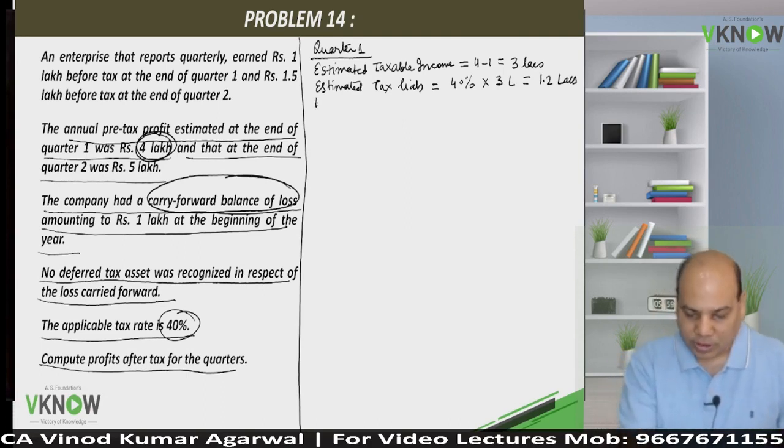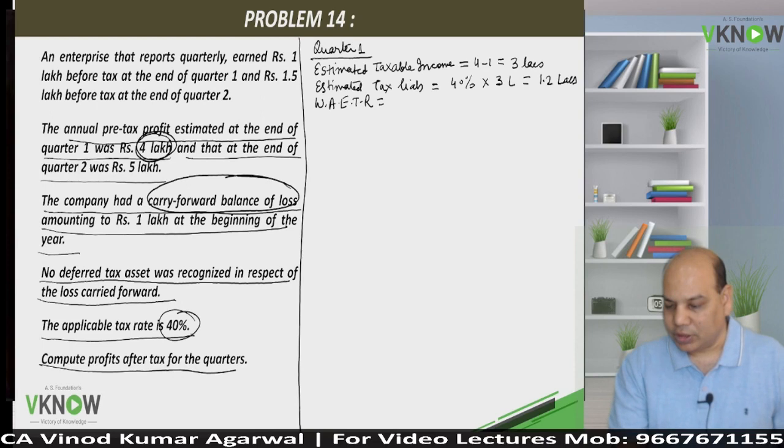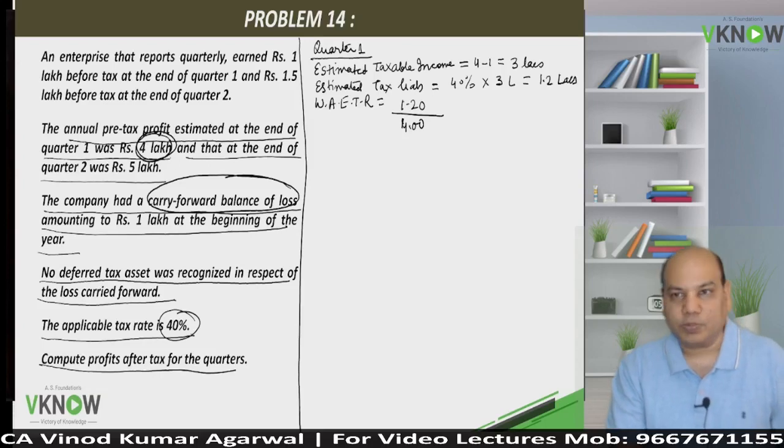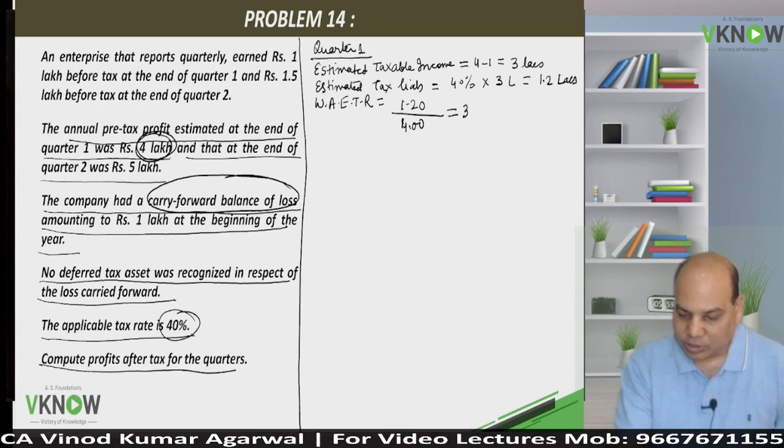So what will be my weighted average effective tax rate? Weighted average effective tax rate would be 1.20 lakh divided by my estimated normal income 4 lakh. 1.2 lakh divided by 4 lakh. The answer would be 30%.